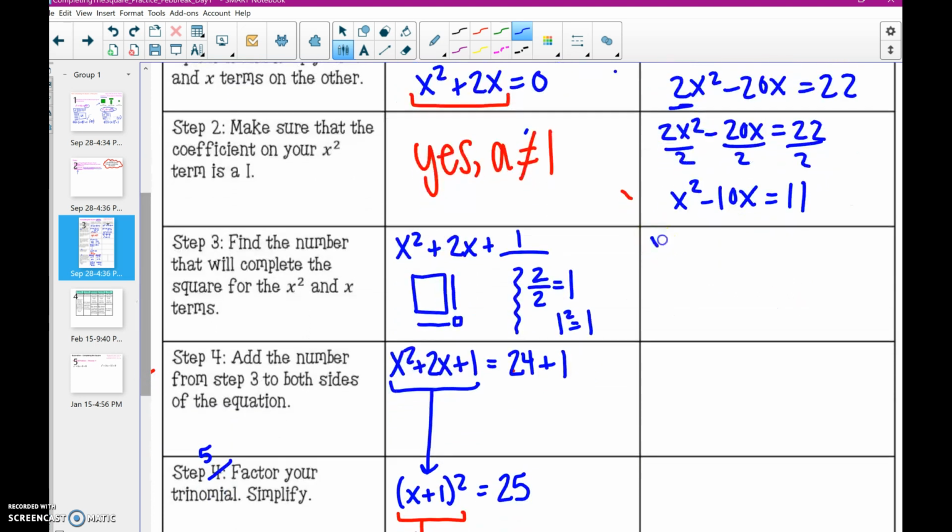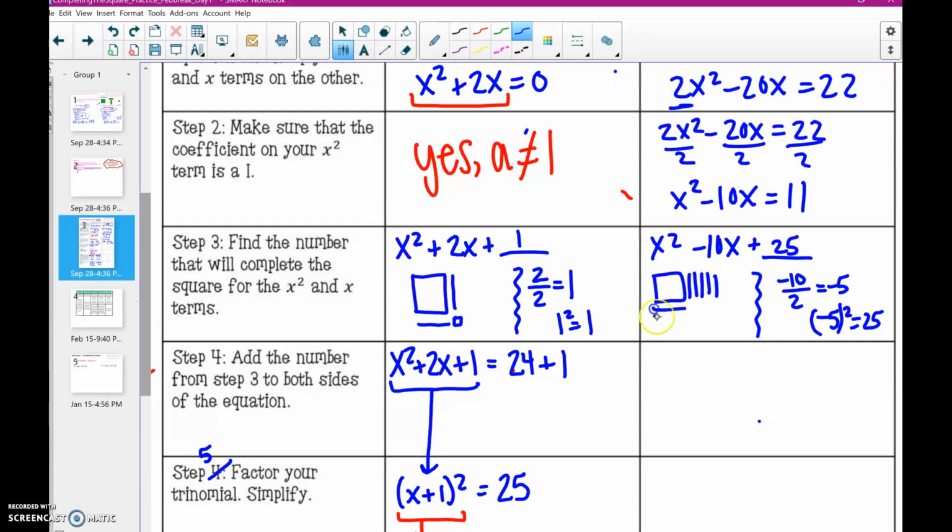Step 3, complete the square. X squared minus 10x plus what value do we need to add? Again, we'll show you with algebra tiles and with the formula. I'll do the formula first. Negative 10 divided by 2 is negative 5. Negative 5 squared is 25. So I know I'm going to have 25 units. But let's check with the picture. Here's my x squared. I break up negative 10 into 5 and 5. I know in this box right here, I'm going to have 25 unit cubes.